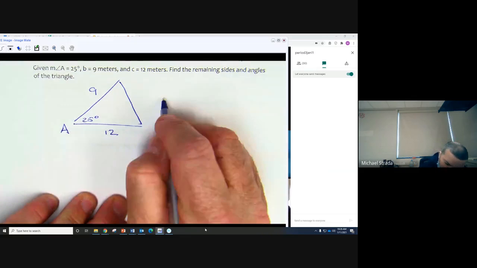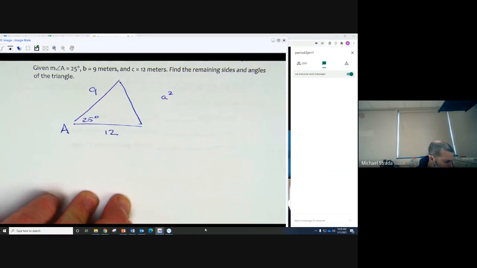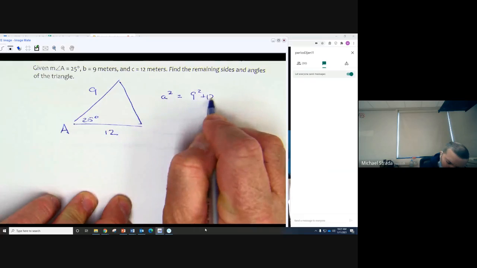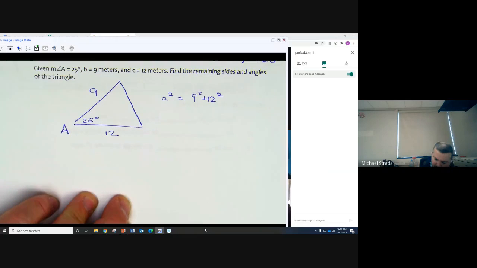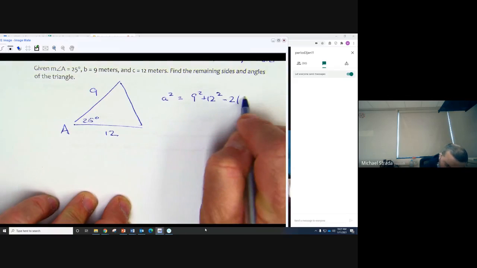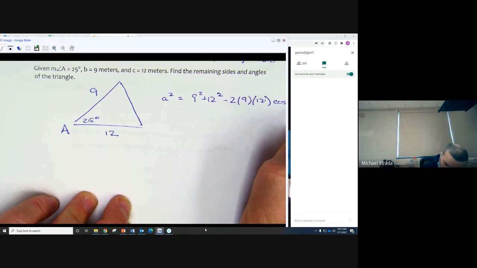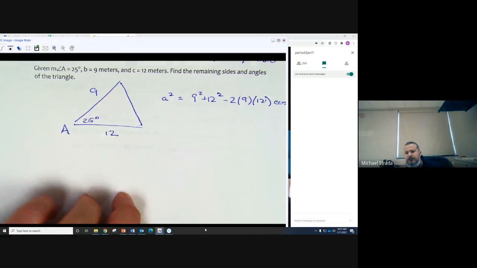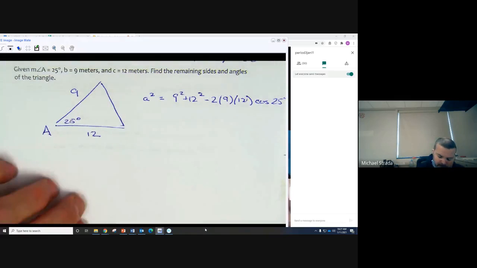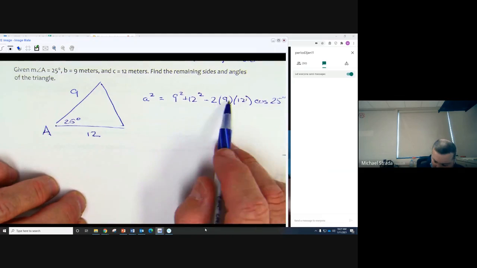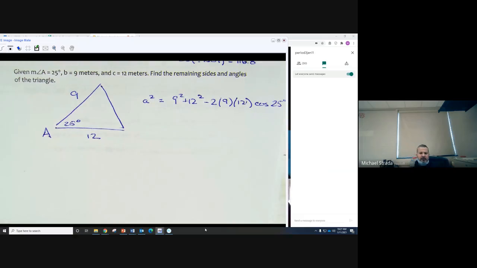So that's capital A, so little a squared equals the two sides they give you squared. So 9 squared plus 12 squared. All right, again, if you remember it as B and C and you want to go through all that, fine. But if you just realize these are the other two sides, that's fine as well. Minus 2 times those two same numbers, 9 and 12, times the cosine of the included angle, the cosine of 25 degrees. Whatever the side squared is, the other two sides squared, their sum minus double their product times the cosine of the angle they give you.